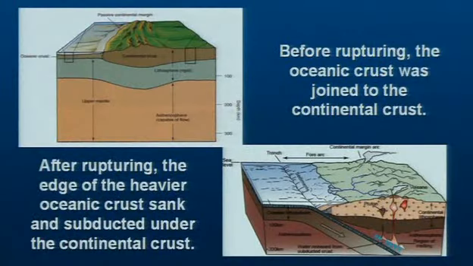So it's like a conveyor belt. Things start to move. Before the rupturing, the top picture there on your left, the oceanic crust was joined to the continental crust. After that rupturing, there's a disconnect between the ocean floor, the ocean crust, and the continent. It starts to sink down under the continent, subduct. And of course that means the cold, dense pre-flood ocean floor is starting to disappear.